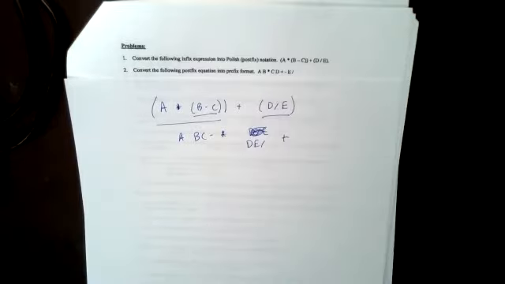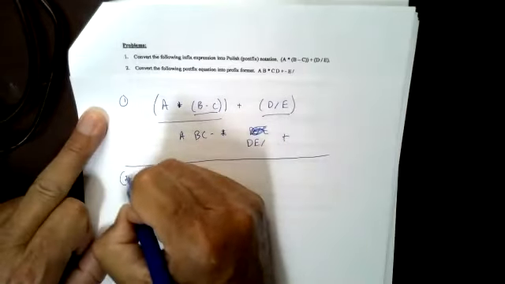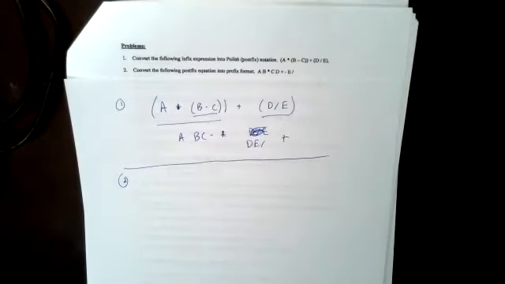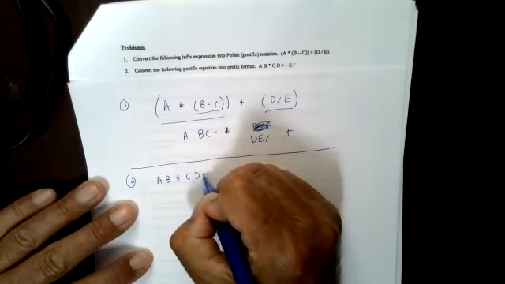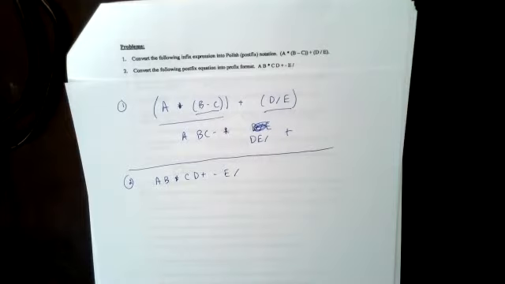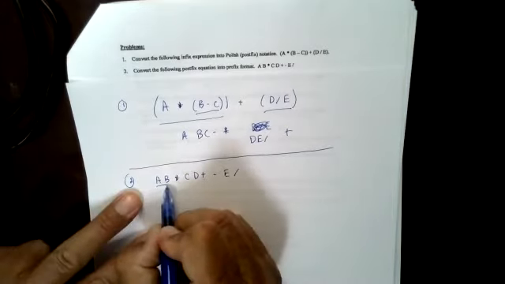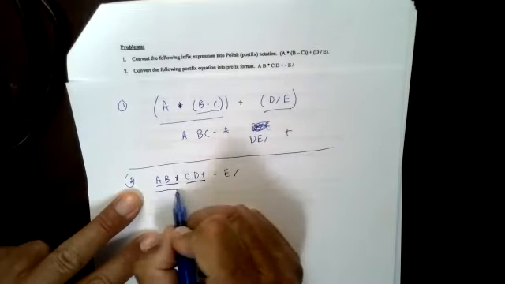Number 2. Convert the following postfix into prefix. A, B times C, D plus minus E slash. I'm thinking I may have to put this in infix before I go anywhere. Here's a group of 3. Here's a group of 3. Here is a group of 3.